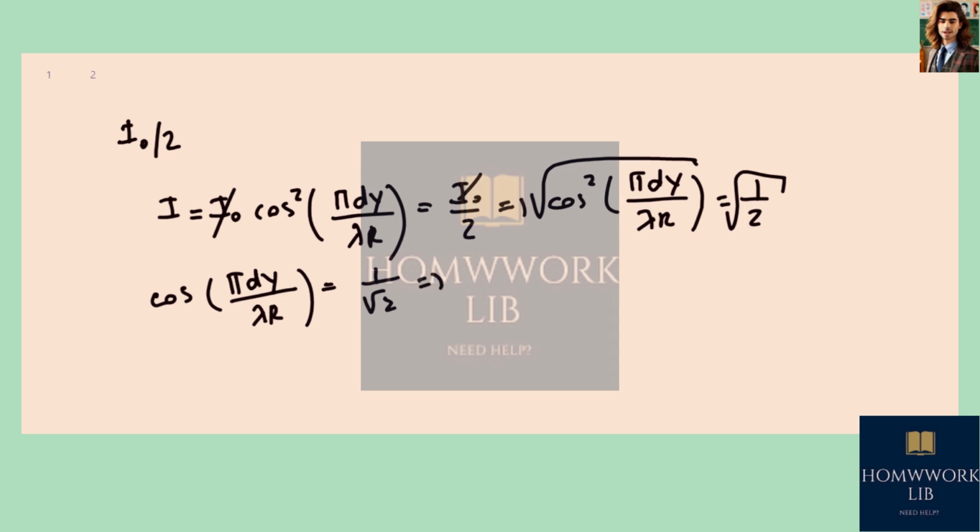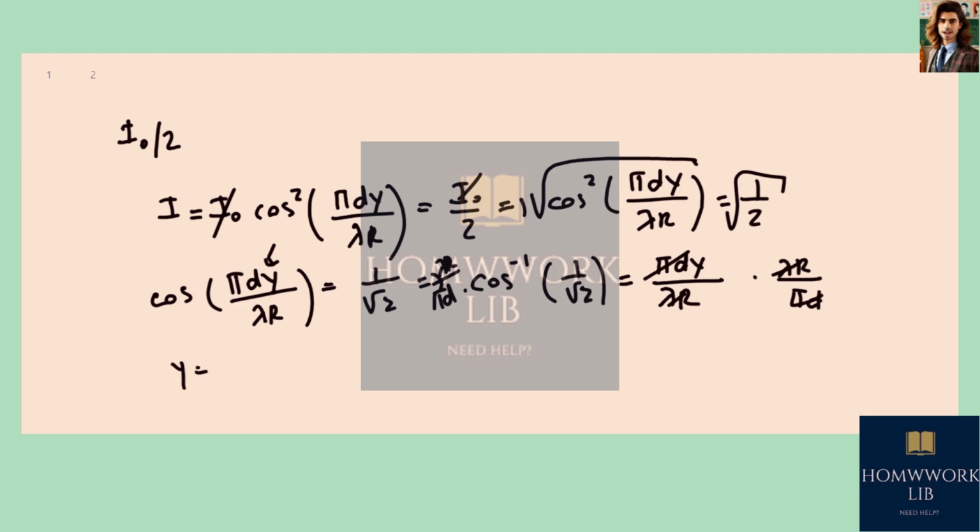Now, we're trying to get to y, right? So how we're going to isolate this is that cosine inverse of 1 over square root of 2 is going to give us pi dy over lambda times r. Then if we multiply both sides by lambda times r and divide both sides by pi d, these are going to cancel out. We have y isolated. It's going to be equal to lambda times r divided by pi times d times cosine inverse of 1 over square root of 2.